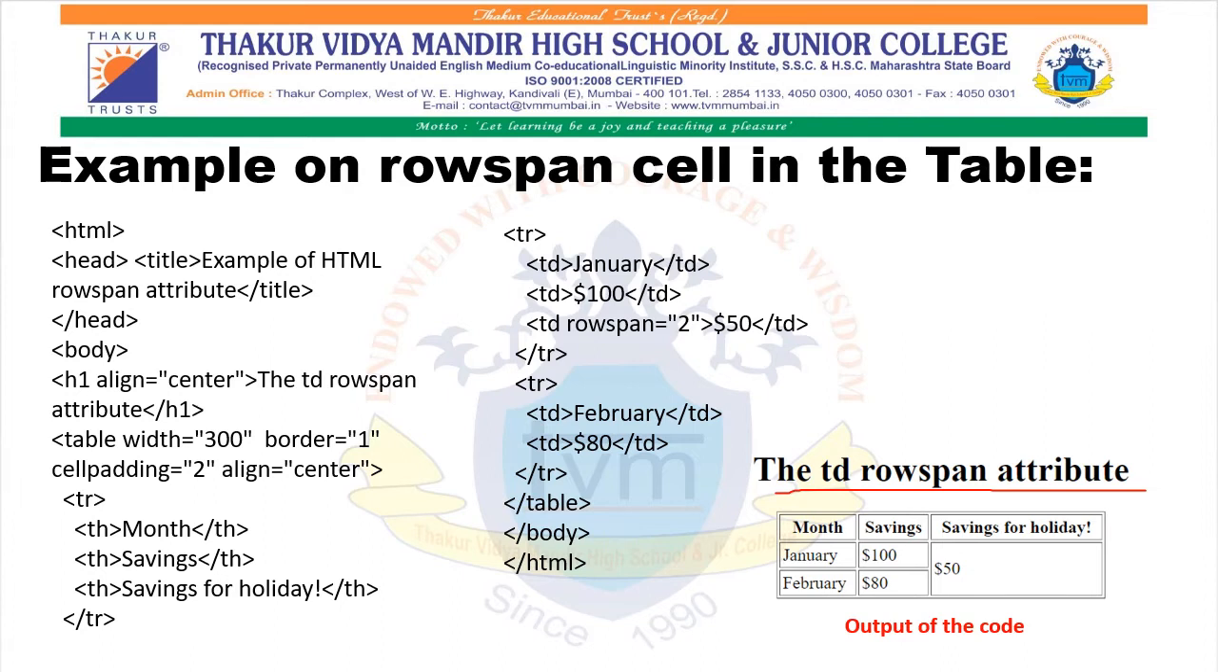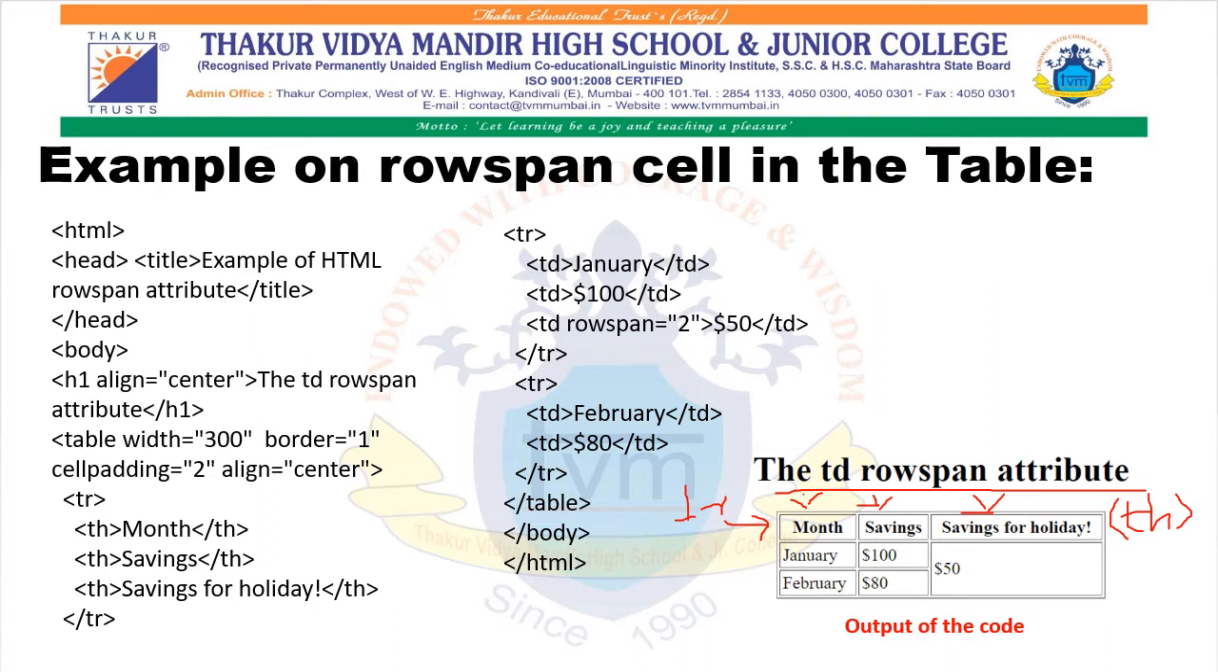Next comes the TR. TR is nothing but the table row. In the table row, the first TH is nothing but the column heading. The first column heading is Month, the second column heading is Saving, and the third column is Saving for Holidays. So you can see here in the figure the output of the code: Month is the first heading, Saving is the second heading of the column, and the third is Saving for Holidays. So these are the headings for your table. Now we are going to go to the next row, that is TR.